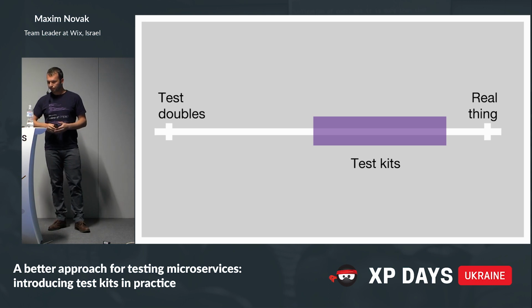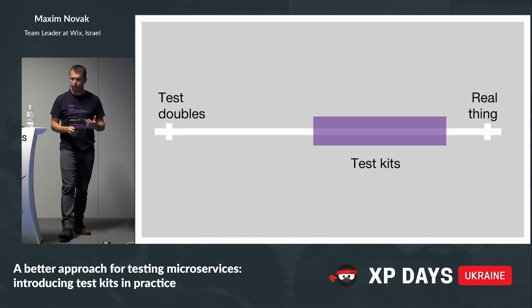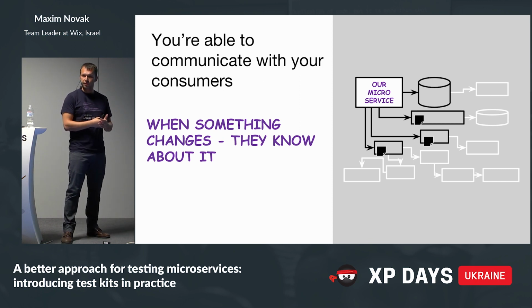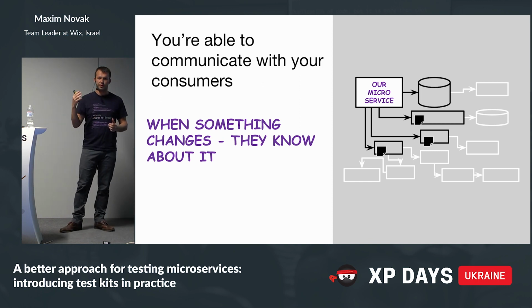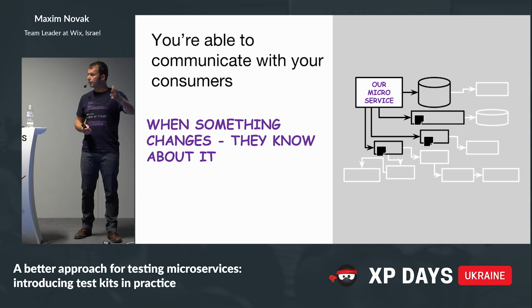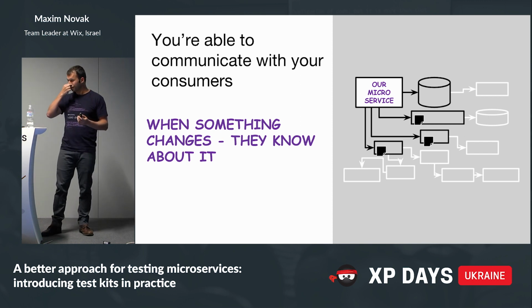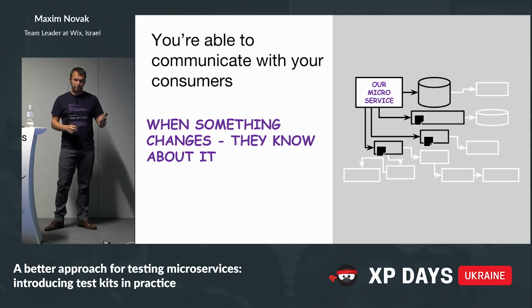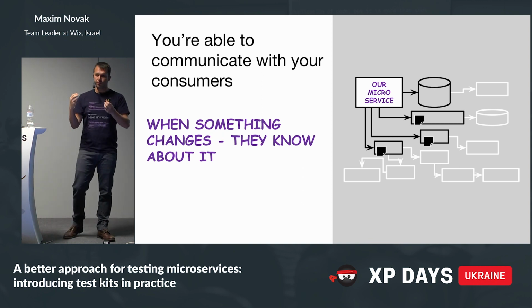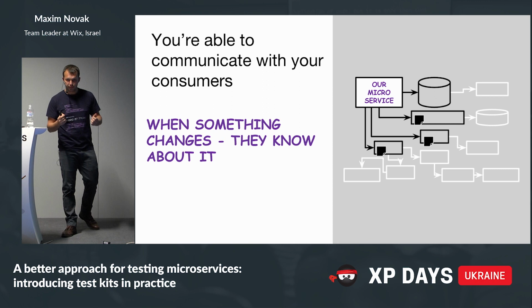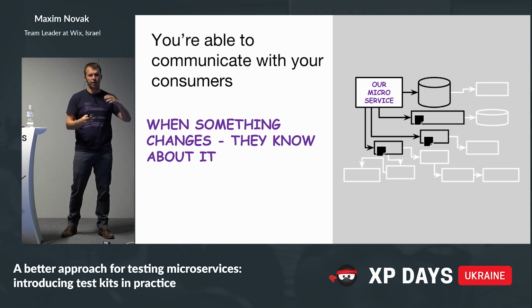So now, another benefit that you get from doing this is that you're able to communicate with your consumers. When something changes, they know about it. And you need to think about it when you decide what parts to include. For example, they have some assumptions. They write their test, everything works. But now you decide to change something. And when you change it, your test kit changes because it depends on your production code. And when your test kit changes, their tests run again. And now, if something breaks, they will know about it and you will know about it. And then you can decide if you made a breaking change or maybe they have a mistake.